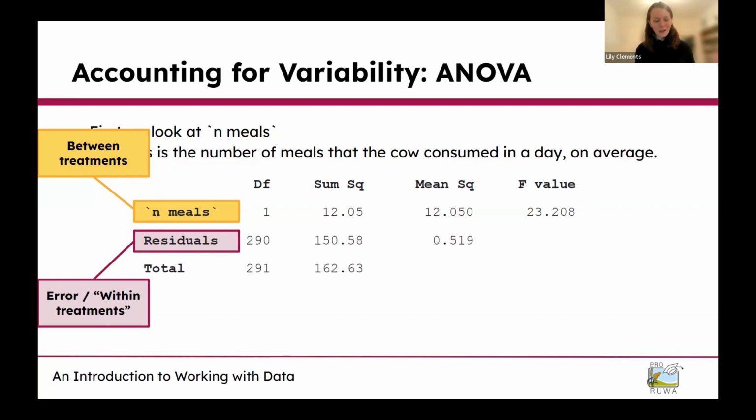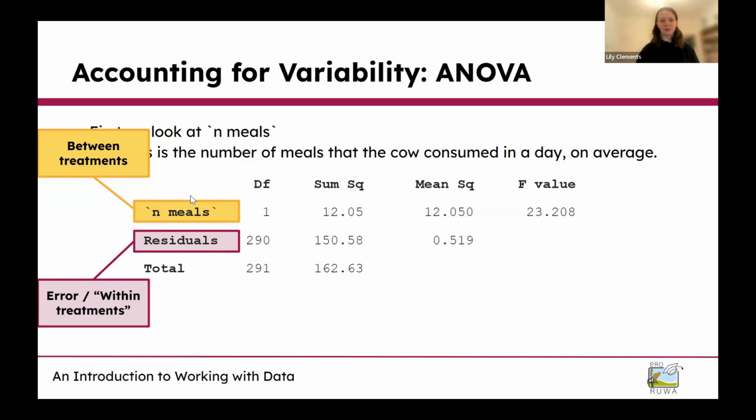But to introduce this ANOVA, on our left-hand side we have N meals, we have residuals, and we have total. N meals is the variable we're first looking at, because we're looking at how the number of meals a cow consumed in a day on average affected the outcome variable, the average milk production. So number of meals is going to be our first variable that we put in.